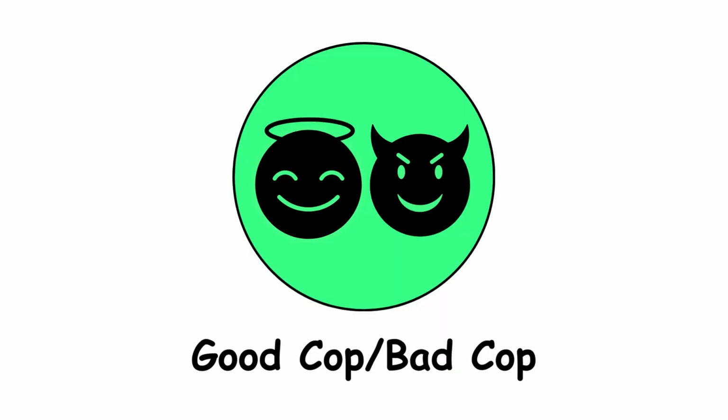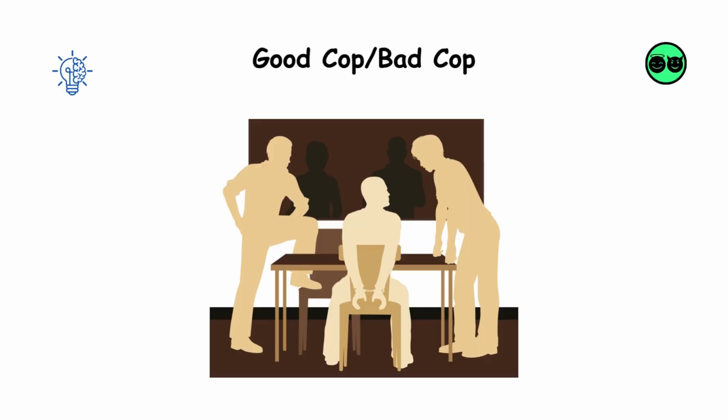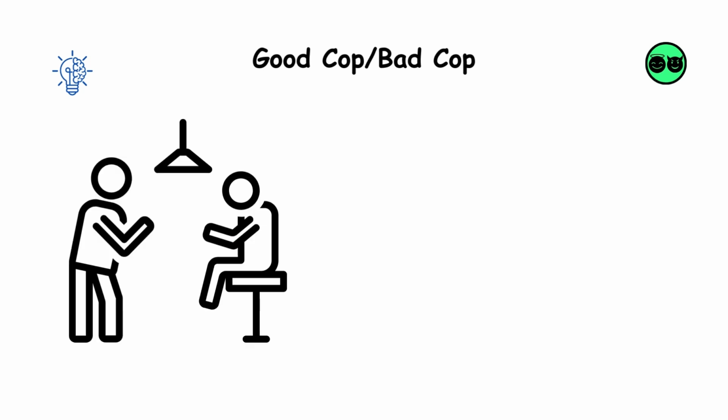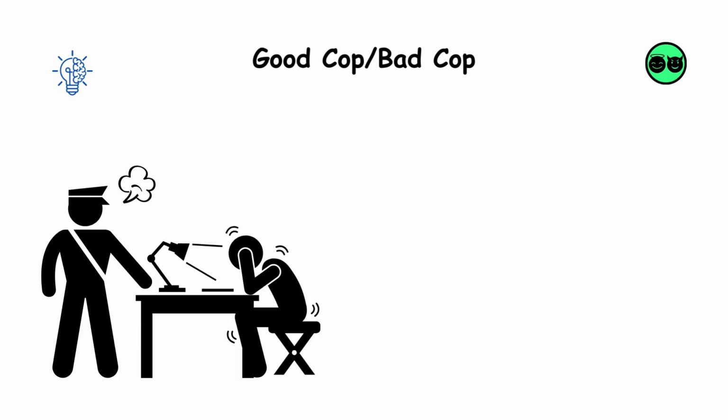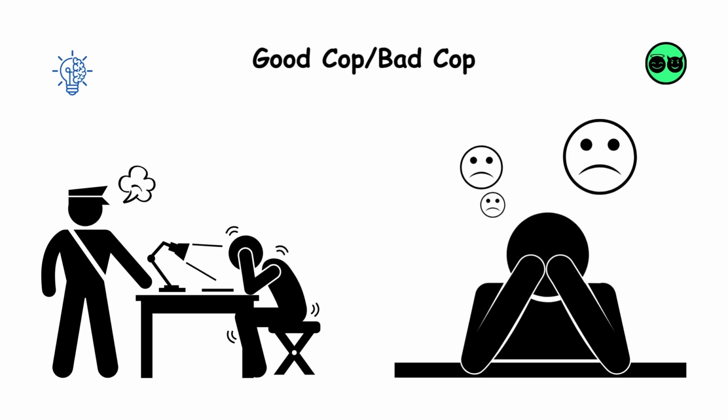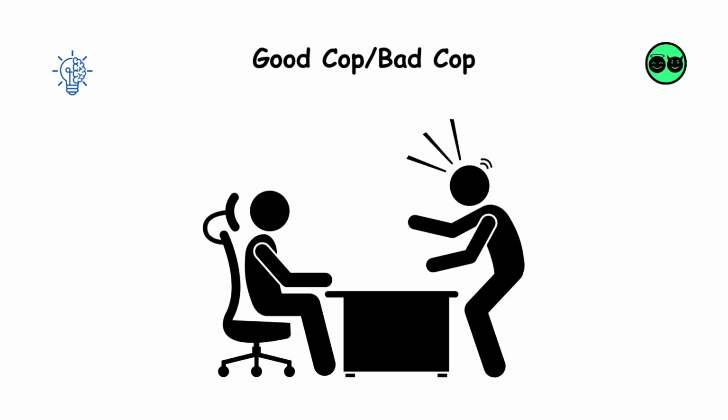Good cop or bad cop is a classic interrogation technique where two interrogators play contrasting roles. One acts aggressively, bad cop, to intimidate the suspect, while the other, good cop, is sympathetic and understanding. This dynamic creates a psychological pressure on the suspect, who may feel compelled to cooperate with the more sympathetic interrogator.